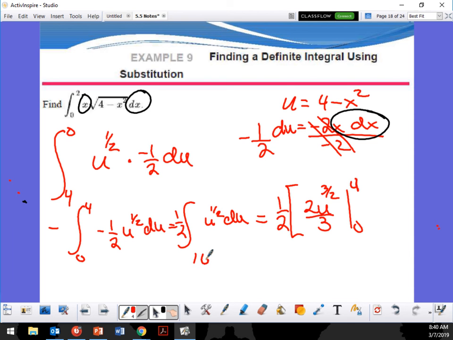So I'm going to have 16 over 3 minus my lower bound, right? Okay, 0. Square root of 0 is 0, to the third times 2/3. Okay. So my answer should come out to be 16 over 6. 16 over 6, or can I reduce that? Yes. 8 over 3. Does that make more sense?